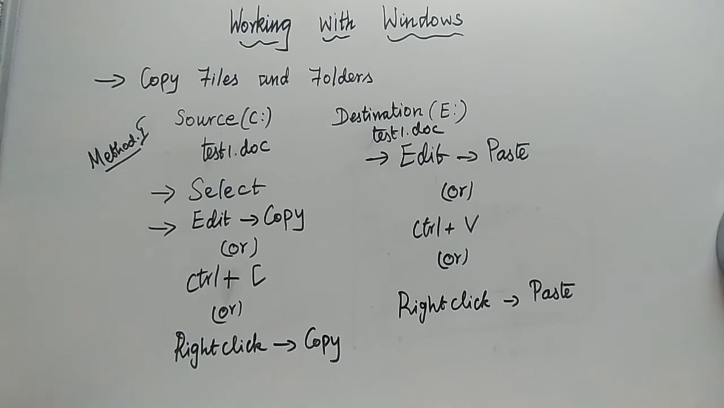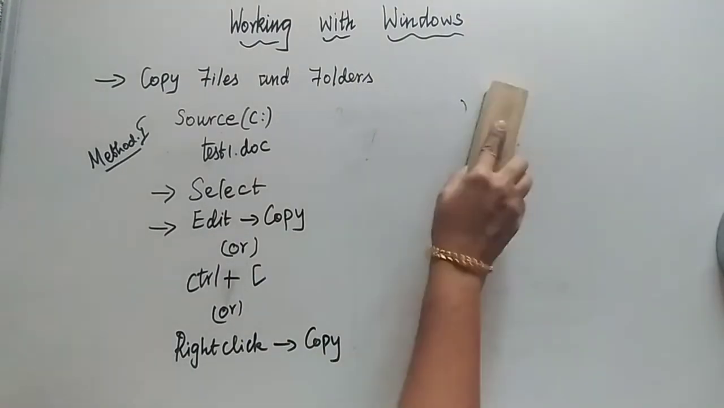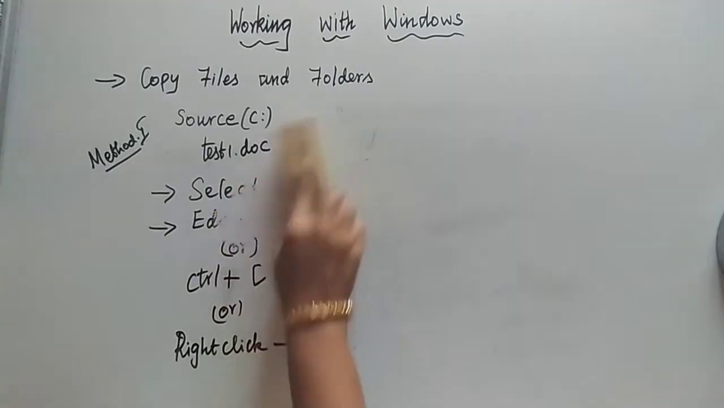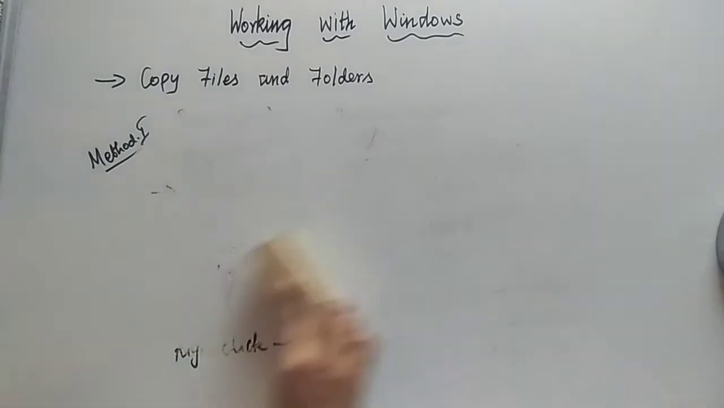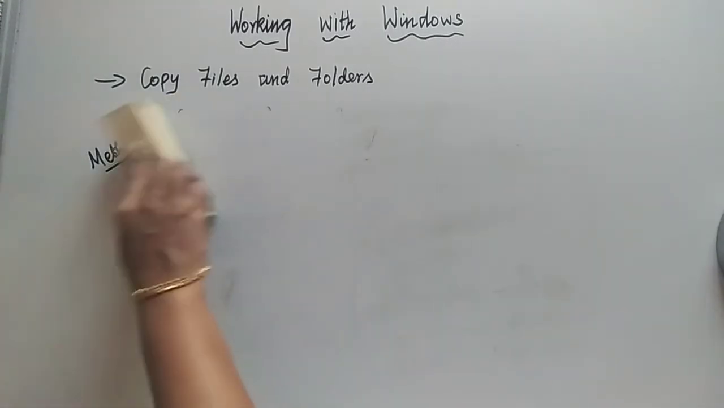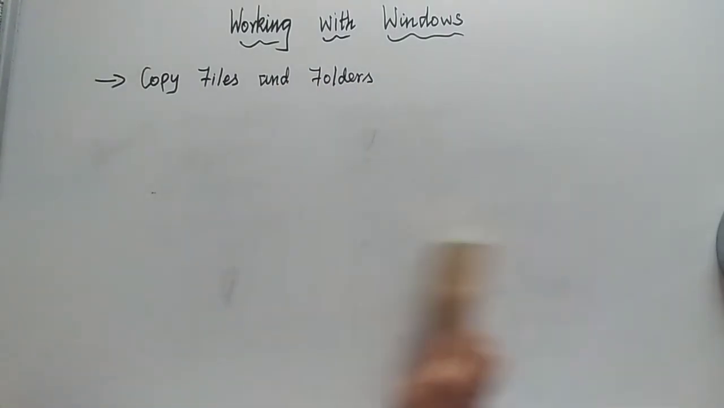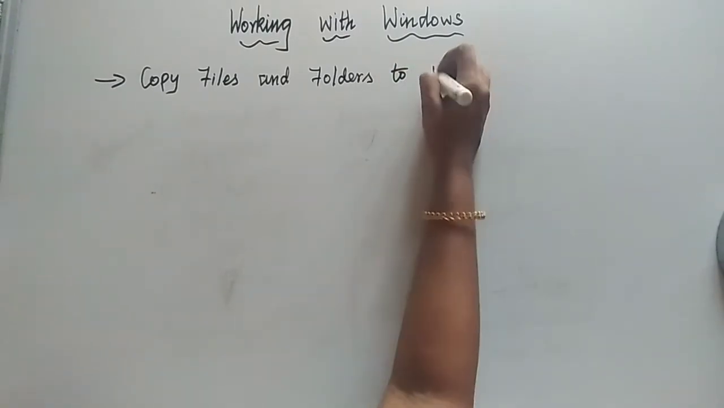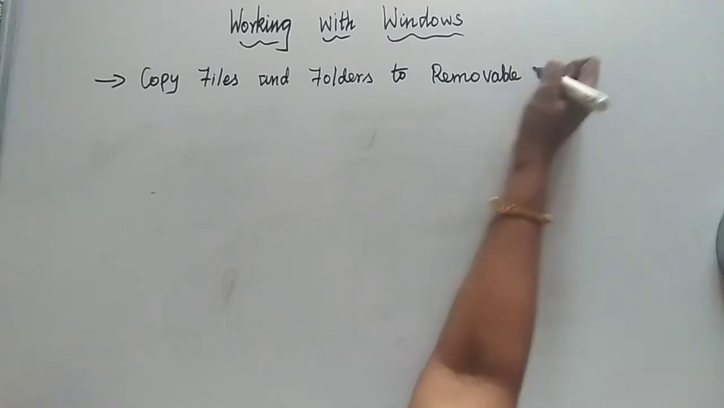Yes, next we are going to see how to copy files and folders to a removable disk. So now we have discussed how to perform move and copy inside your computer, that is inside your drives itself, whether it is C colon, D colon or E colon. There you have done it. So next, how to copy files and folders to a removable disk. What do you mean by removable? Yes, you can remove the disk.